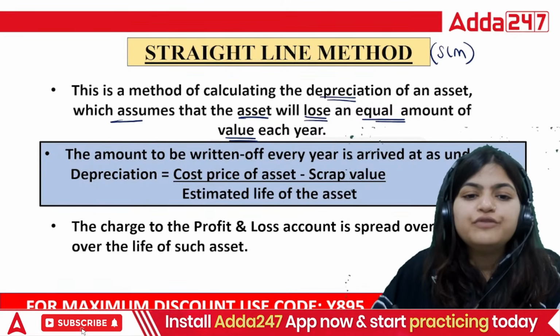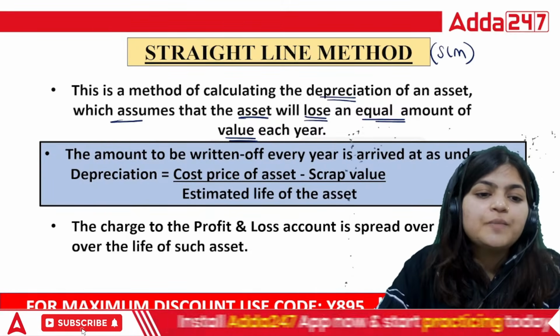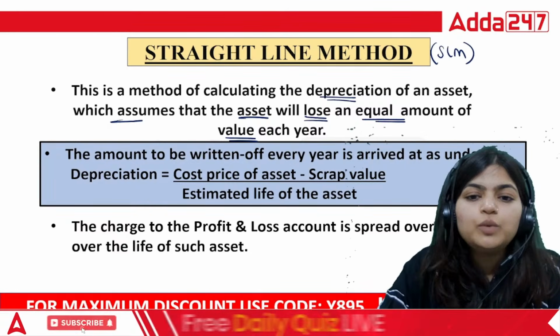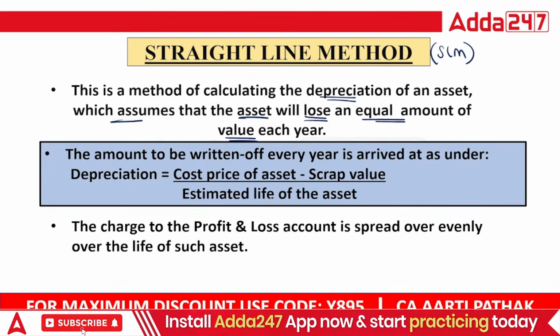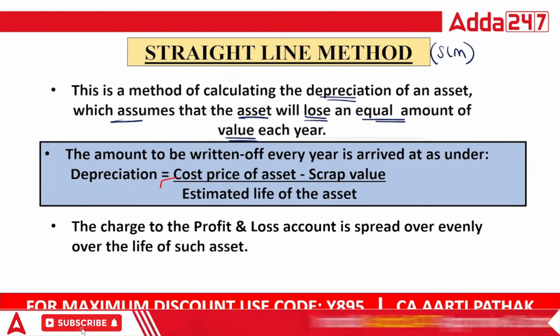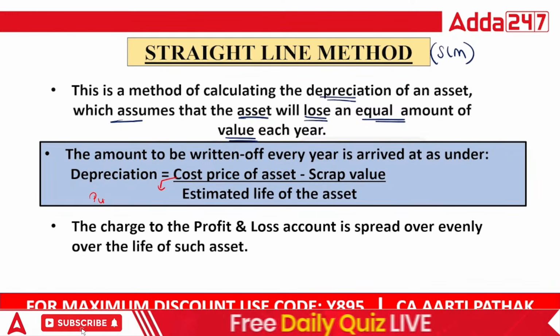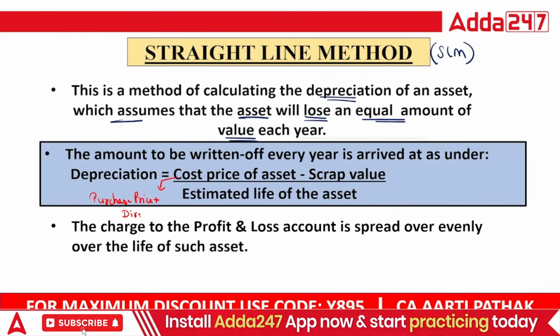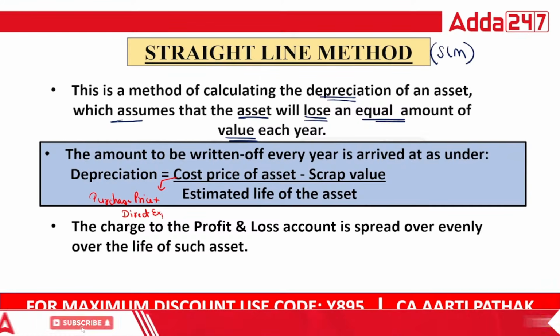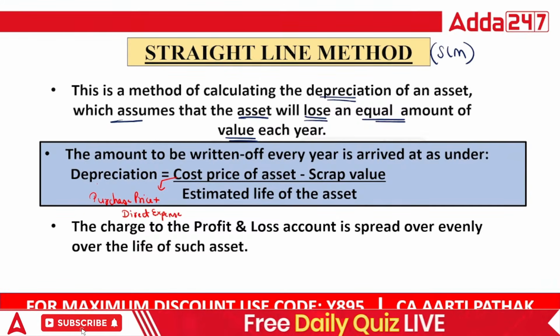And we need to use one formula here, that is depreciation equals cost price of asset minus scrap value, divided by estimated life of the asset. Cost price means this is your purchase price plus direct expenses, which you need to add.